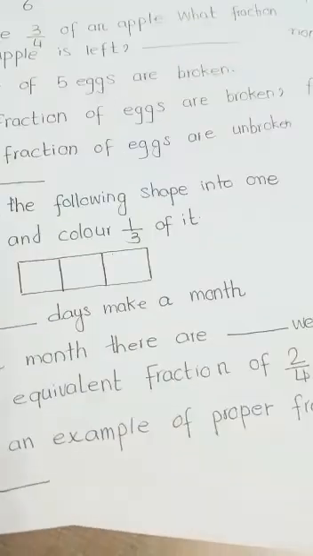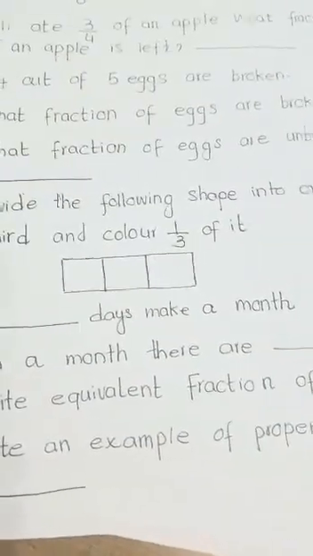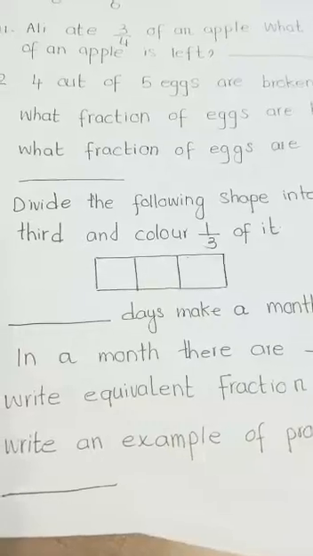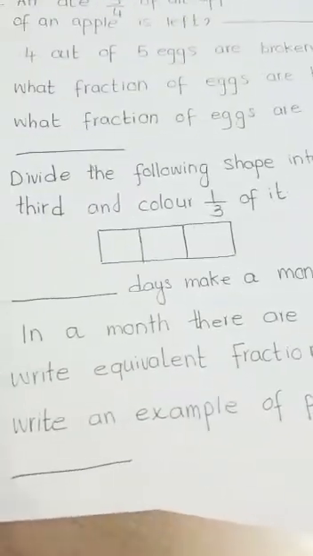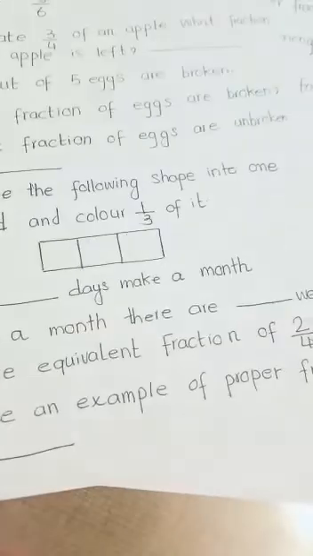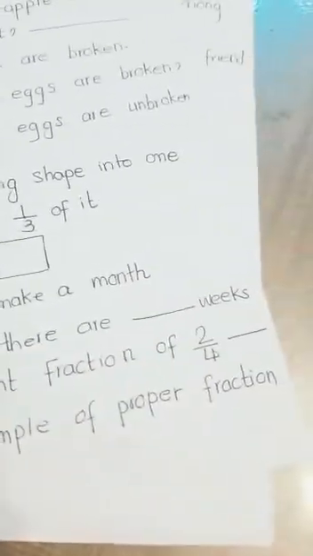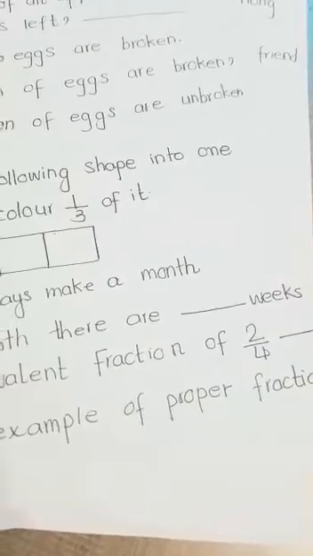Question number 14. Dash days makes a month. Obviously you should know and learn the calendar by heart. So how many days make one month? 31 days make a month. In a month there are dash weeks. This you also have to learn, that is 52 weeks.